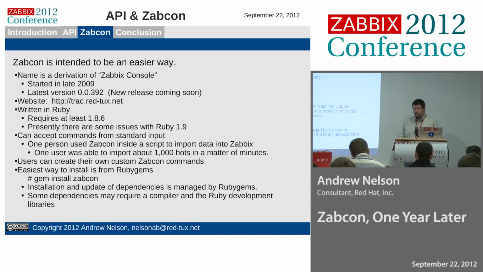You can also accept commands from standard input. One person at a university in the US had about 1,000 Cisco APIs. He was able to import his large set of information in just a few minutes, rather than using other methods. So it was quite useful for him in being able to make everything work pretty quickly.